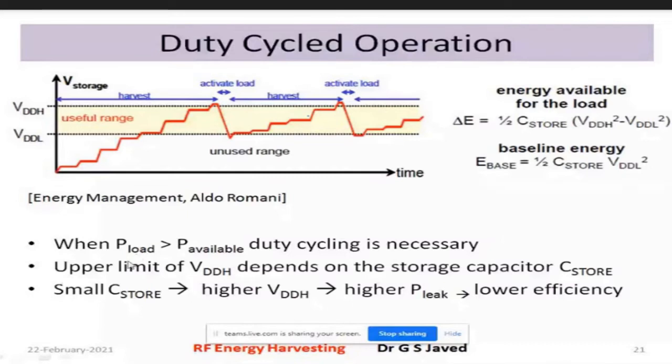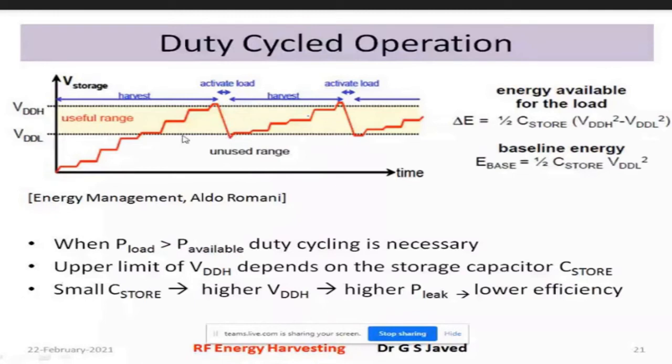So in this case, the upper limit of the VDDH, or the useful storage voltage, depends on the storage capacitor present. The storage capacitor acts like an energy storing system, where the amount of energy stored in the capacitor is given by half C store times VDDH minus VDDL, whole square. So V square is a typical understanding of the power requirement. Whatever power is present between the lower limit and the upper limit is where the total power can be used, and power integrated over time gives you the energy.